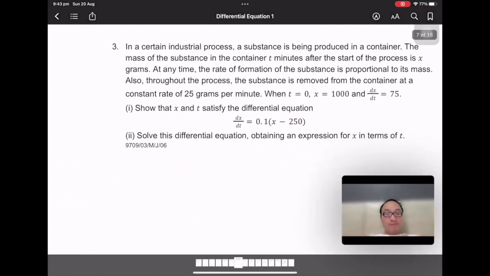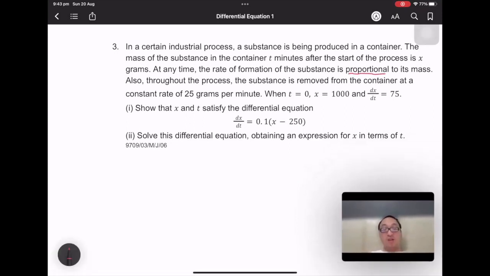3. In a certain industrial process, the substance is being produced in a container. The mass of the substance in the container t minutes after the start of the process is x at any time. The rate of formation of the substance is proportional to its mass. Now, from this we can construct the differential equation. Also, throughout the process, the substance is removed from the container at a constant rate of 25 grams per minute. When t is 0, x is equal to 1000 and dx/dt equals 75. Show that x and t satisfy the differential equation. So we have to construct it again.